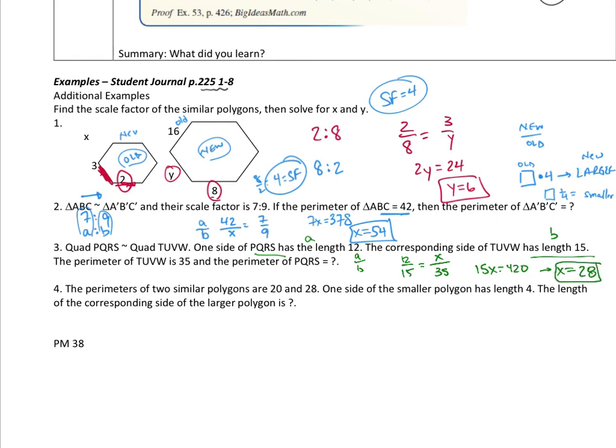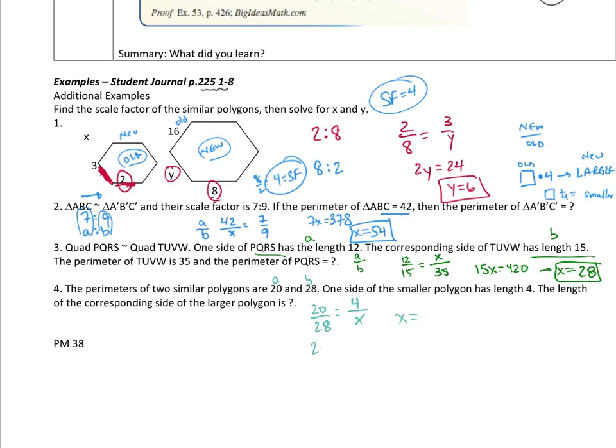And on to the last example over here. Okay, let's see what we got. It says the perimeters of two similar polygons are 20 and 28, so we'll call this A to B, 20 to 28. One side of the smaller polygon has a length of 4, so since this is the smaller, we'll put that there. And the length of the corresponding side of the other polygon, we'll call that x. So 20 to 28, 4 to x, and let's go ahead and solve for x.